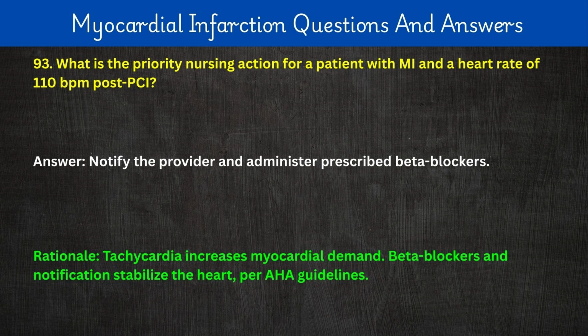93. What is the priority nursing action for a patient with MI and a heart rate of 110 BPM post-PCI? Answer: notify the provider and administer prescribed beta blockers. Rationale: tachycardia increases myocardial demand. Beta blockers and notification stabilize the heart, per AHA guidelines.